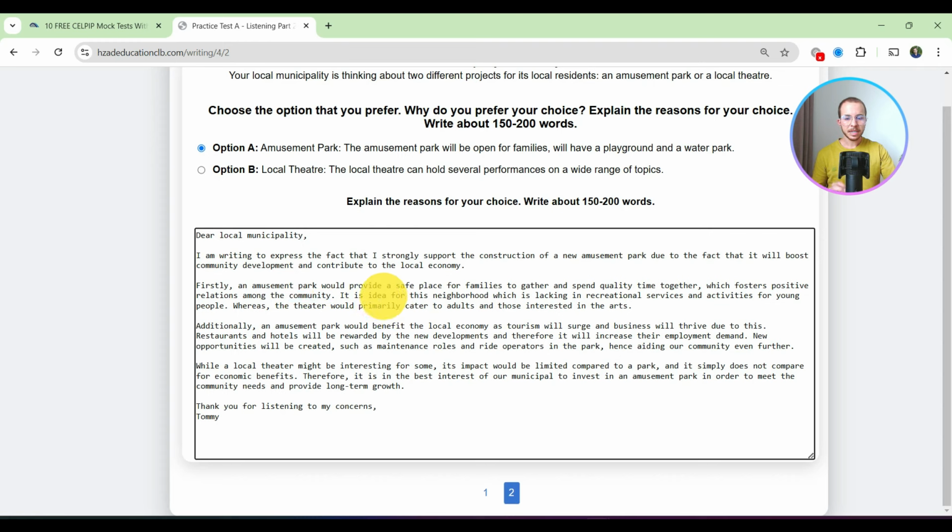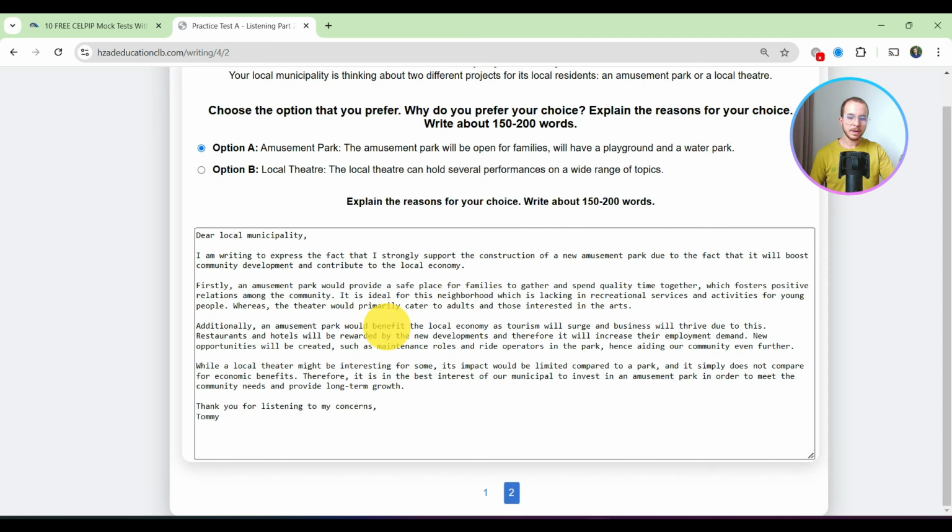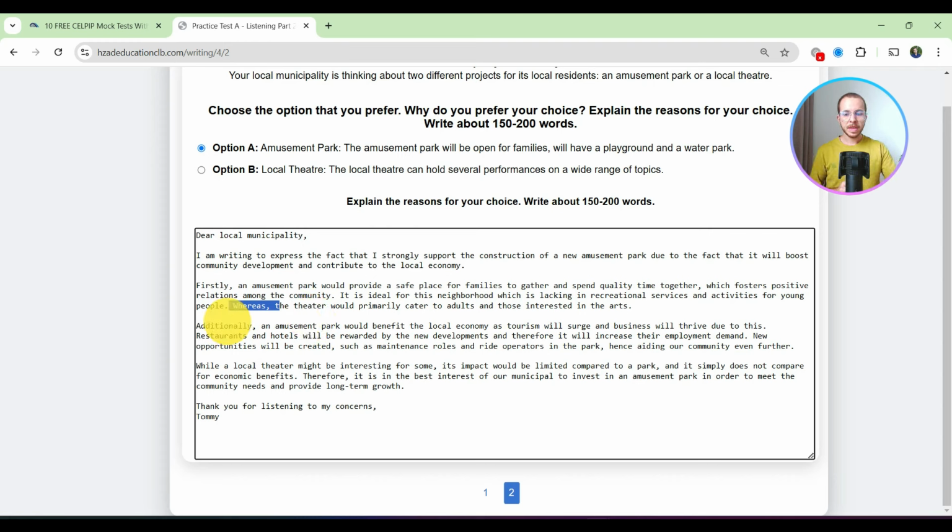It is ideal. We need an L there. It is ideal for this neighborhood, which is lacking in recreational services and activities for young people. I don't love that sentence. Okay, I'm going to leave it because it's all right. Then I get into my contrast and I use that transitional word whereas. Whereas the theater would primarily cater to adults and those interested in the arts. Good enough. Next, I'll talk about the economy.